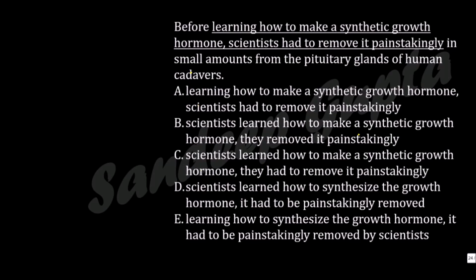So if you scan the end of the underline, let's see, scientists had to remove it. In this case, scientists had to remove it. In this case, they means obviously scientists removed it. They had to remove it. Scientists again. It had to be removed painstakingly. No scientists here. And it had to be painstakingly removed by scientists. So do you realize that 4 of the options give the idea that scientists were removing something, but option D does not commit to the fact that scientists were removing something.